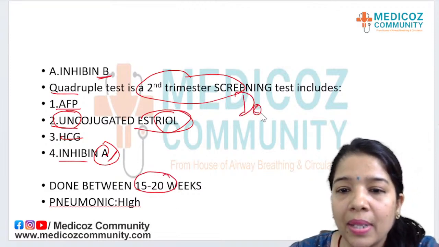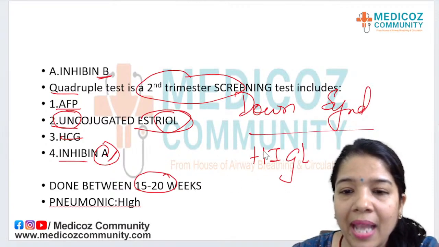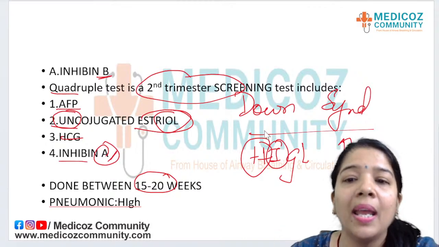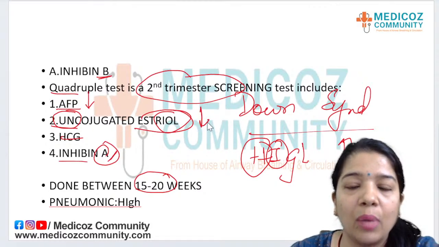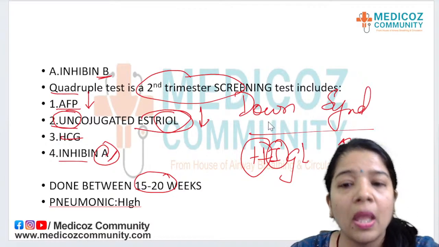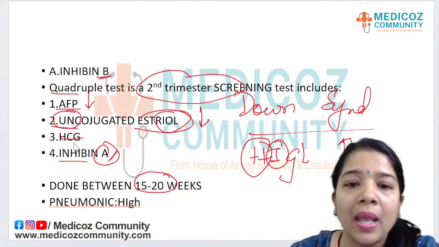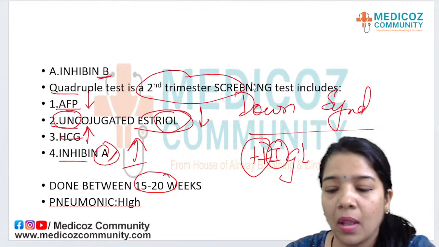For Down syndrome, there's a simple mnemonic I would like to share with you to remember easily. It's "high". Okay, so this means what? HCG and inhibin, okay, they will be high. These 2 values will be more than the normal in Down syndrome, and alpha fetoprotein and unconjugated estriol will be less. But remember this is only for Down syndrome. For other syndromes, it's actually all values are decreased. For Down syndrome, high means HCG and inhibin A will be increased.